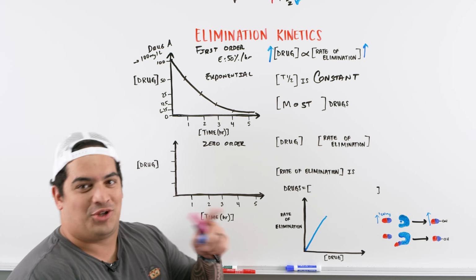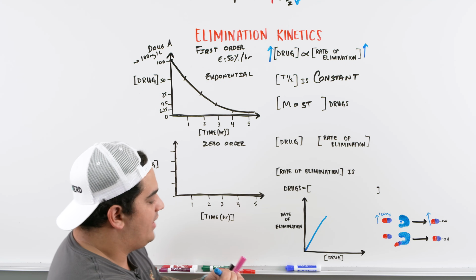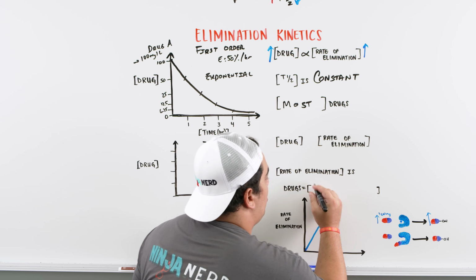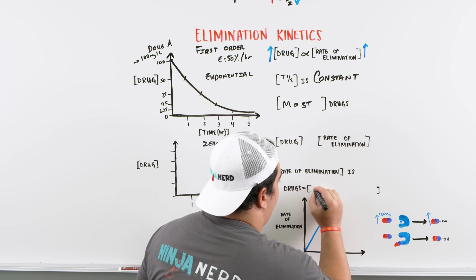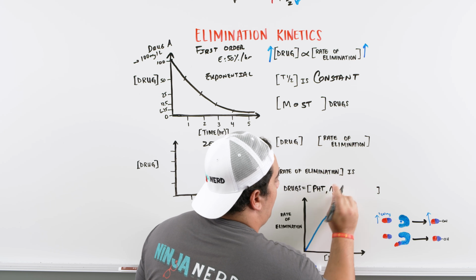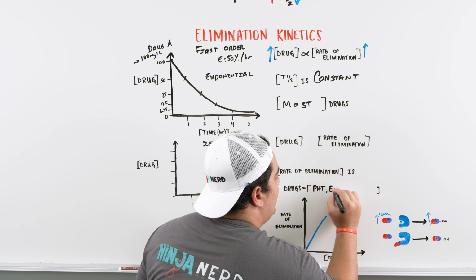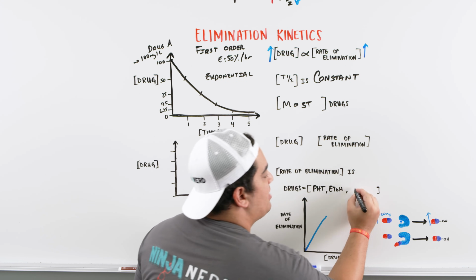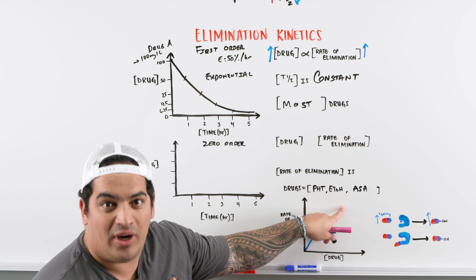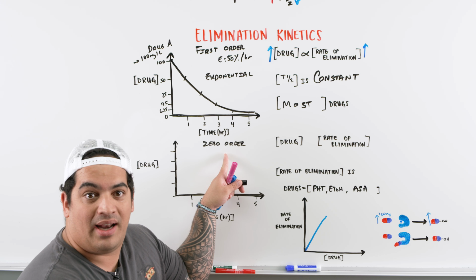Now, watch what happens for zero order. For zero order enzymatic kinetics, thank goodness there aren't many drugs that undergo zero order kinetics. The ones that I want you to remember is PEA. Phenytoin, which we're going to abbreviate PHT. E for the next one is ethanol, so alcohol, we'll put ETOH. And the last one is aspirin, we'll put ASA. These are the primary drugs that you will potentially be tested on that work under zero order enzymatic kinetics.